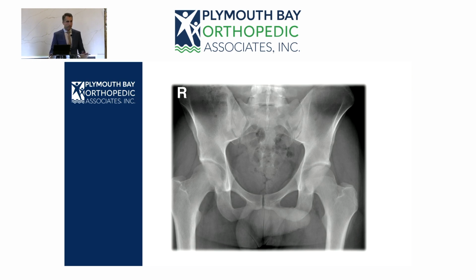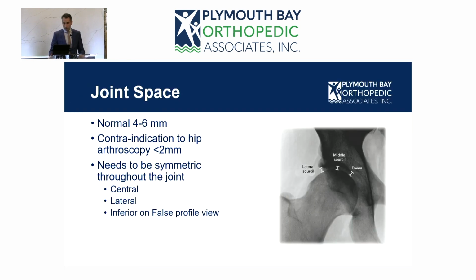So I look at the lumbar spine, whether there's any arthropathy in that area, is there a leg length discrepancy or a pelvic tilt. And this is typically a dynamic leg length discrepancy rather than something that we see in arthritis. And then once I rule that out, I look at the joint itself and evaluate it in more detail. Typical joint space is about 4 to 6 millimeters, although a normal joint can be even less than that, but it does need to be congruent on a centrolateral and inferior view that you can see on the false profile.